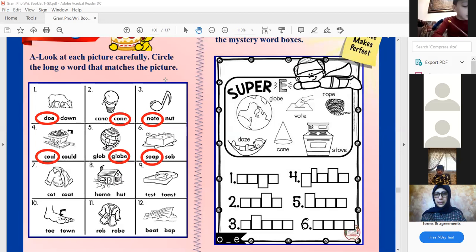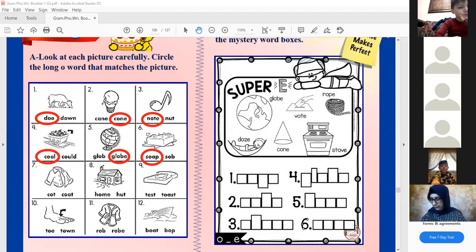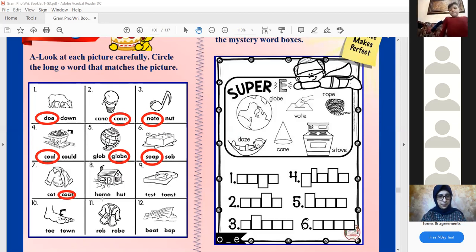Now I will ask Tala. Do I have Tala? I don't know if it's Tala Jishi or Tala Abu Hamoud. Tala Jishi. Hi, my dear. Yalla, read number seven for me, please. Coat. Bravo. Which one has the long O? Coat. Brilliant, thank you. Number eight, please.